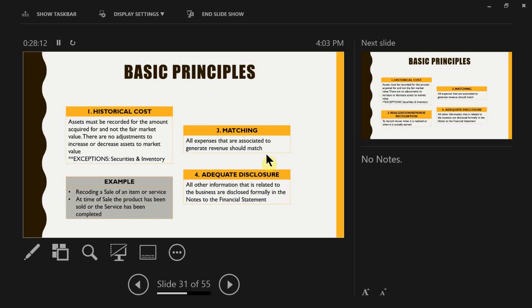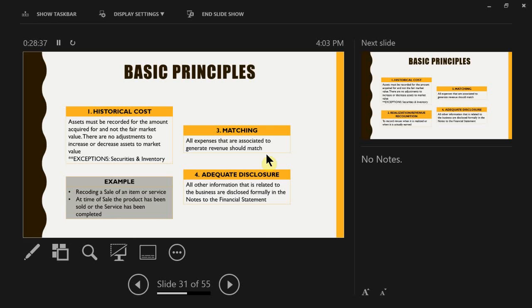So the example I put here is when we're recording sales, right? We record it at the time when the item is sold, right? We don't record it when cash is given to us, regardless of whether cash is given to us, right? As long as we completed a sale, we earned the revenue, okay?